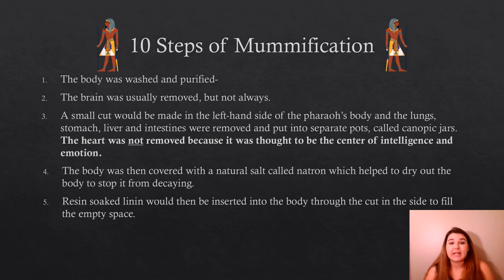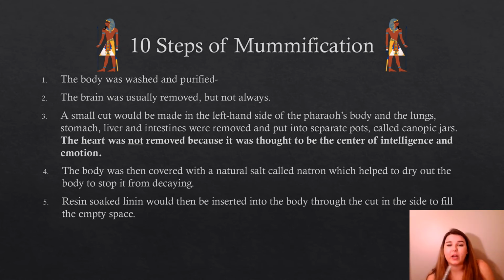Alright, so we understand that this is a 70-day process. Now let's explain why it was 70 days. So the body was actually washed and purified. So it was purified by like holy water and the priest praying over it and all of that stuff. So really nothing was done until that process was done. Next, they typically removed the brain, which sometimes didn't happen, but it usually happened.